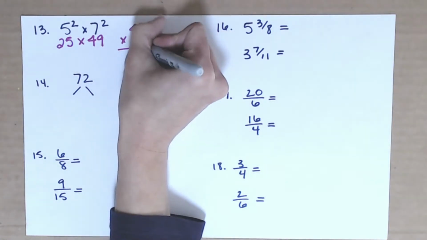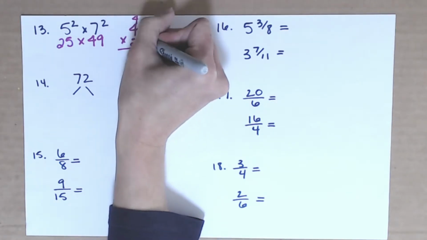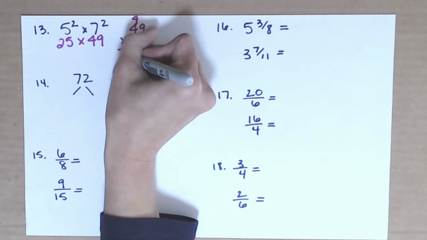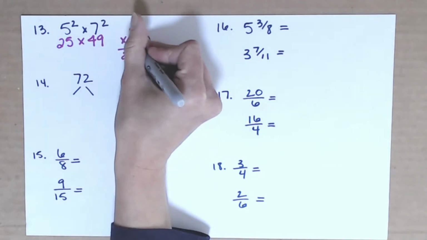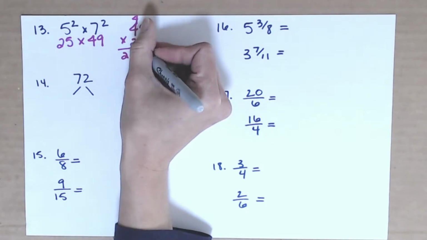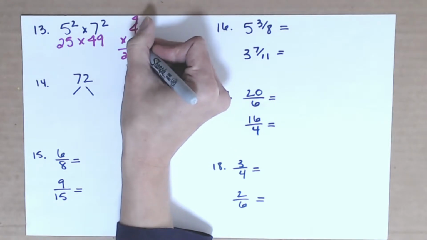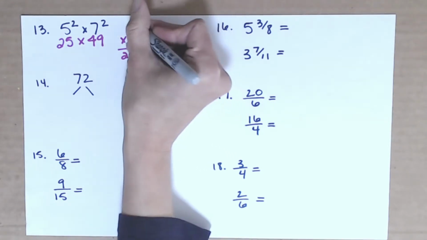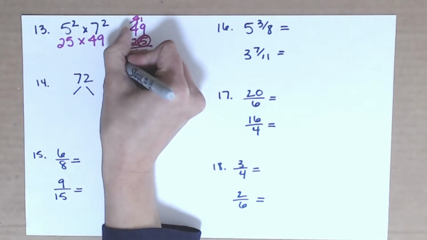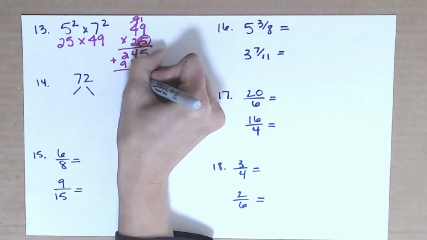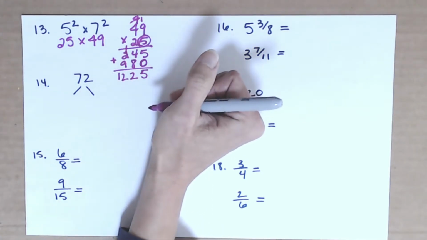So we're doing multiplication here. We're going to first multiply by the 5. 9 times 5 is 45. 4 times 5 is 20, plus 4 is 24. Now we're going to multiply by the 20. If we're multiplying by 20, it's like multiplying by 2 and then by 10. So we add a 0 for the 10 part, and now we multiply by 2. 2 times 9 is 18. 4 times 2 is 8, plus 1 is 9. We add, and we get 1,225.